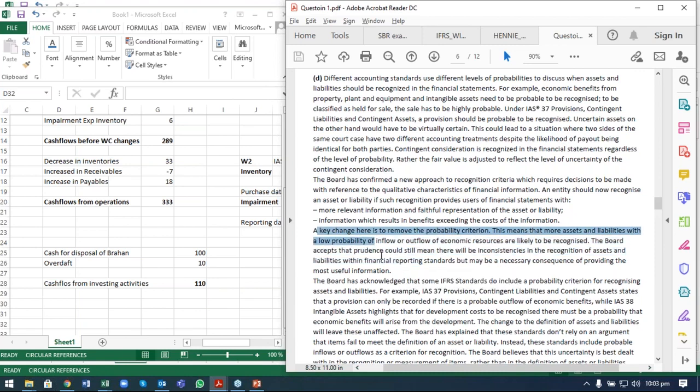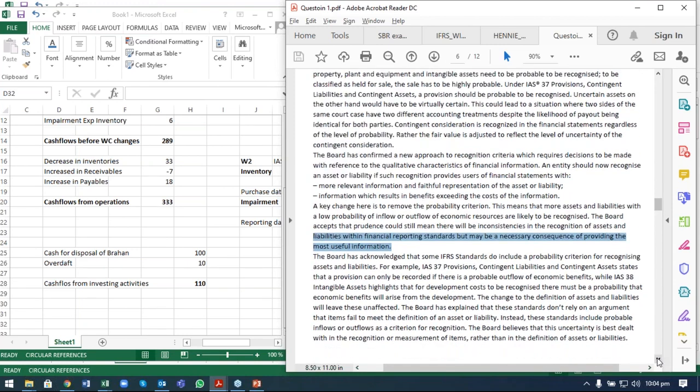A key change here is to remove the probability criterion. That's something the new framework has changed. This means that more assets and liabilities with a low probability of inflow or outflow of economic resources are likely to be recognized. Now, with the change in probability criterion, more assets and liabilities can be recognized within your financial statement. The board accepts that structured prudence can still mean there will be inconsistency in recognition of assets and liabilities within the financial reporting standard, but this may be a necessary consequence of providing the most useful information for the stakeholders.